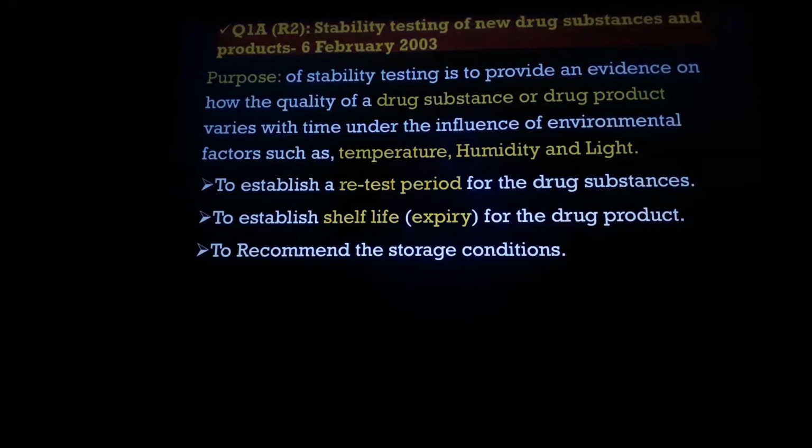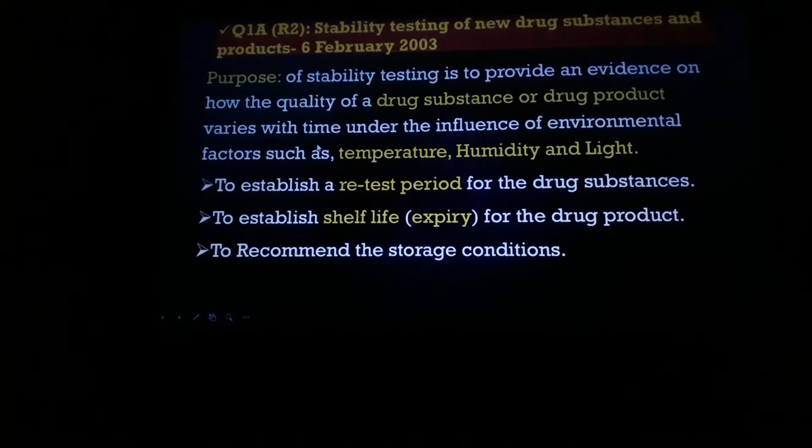And what is the purpose of the stability study? We will see now. This stability testing of new drug substances and products, revision 2, is effective from 6th February 2003. The purpose of stability testing is to provide evidence on how the quality of a drug substance or drug product varies with time under the influence of environmental factors such as temperature, humidity, and light.